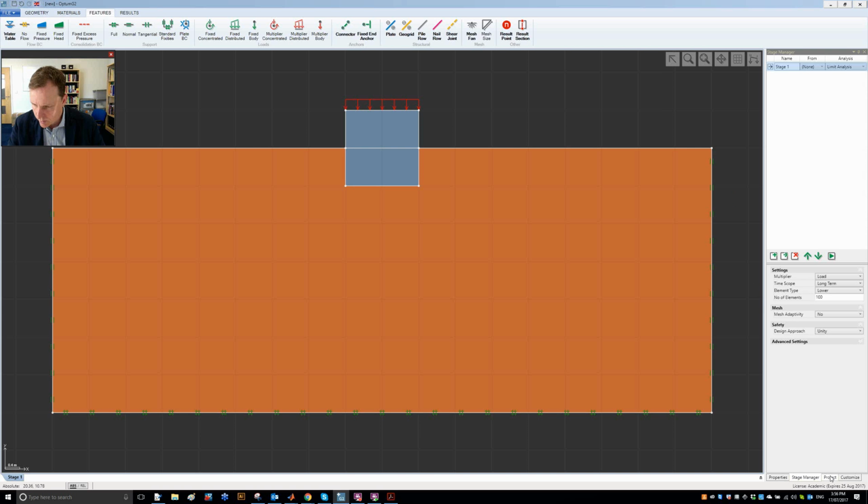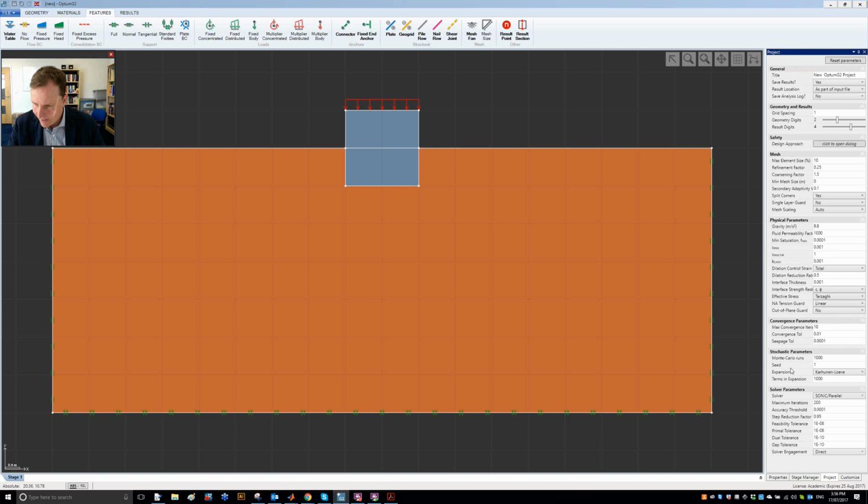I just want to switch to project, and then the number of Monte Carlo runs. That's the number of runs that I'm actually going to do. So I generate one random field, do one run, generate another random field and do another run, and so on. By default the number here is 1,000, but I could set it to say 10.